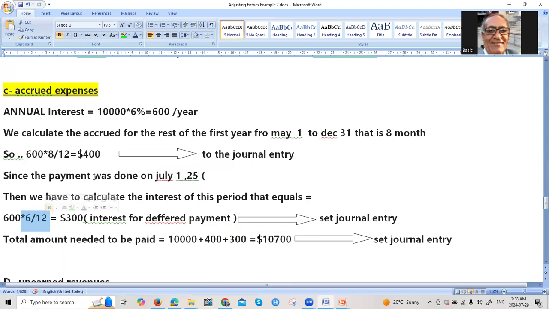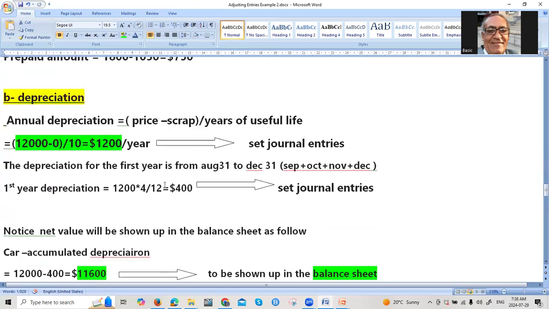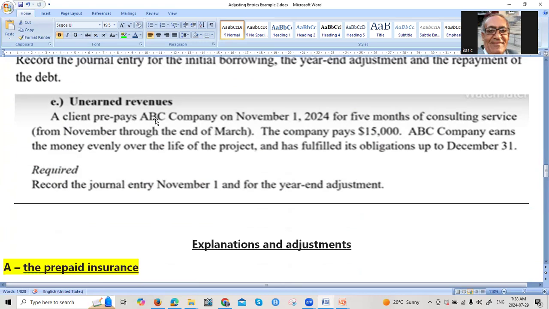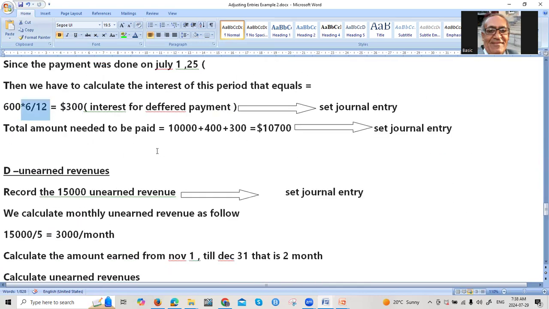Let's see it like this. The payment was done on July 1, so for next year the payment is done on July 1, 25. So now, let us calculate from December 31 to July 1. From December 31 to July 1, this will include January, February, March, April, May, June, 6 months. For that reason, the new period will be 6 months divided by 12.